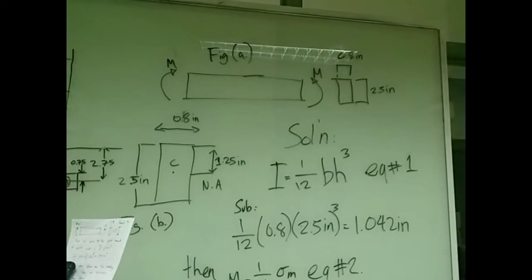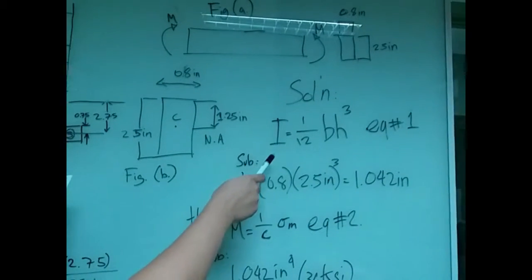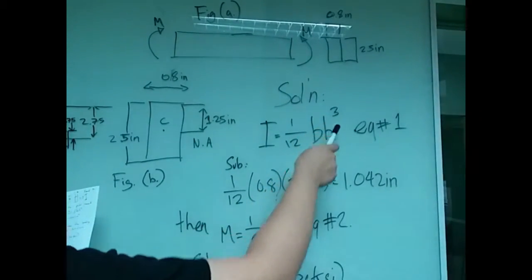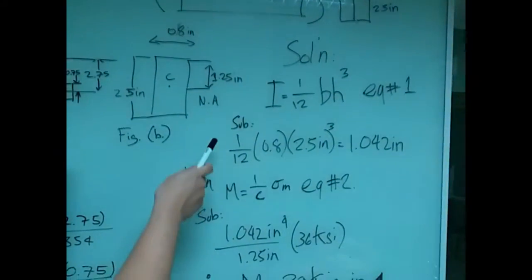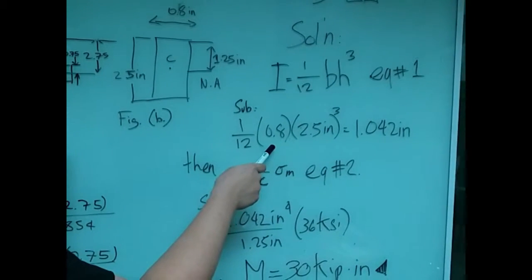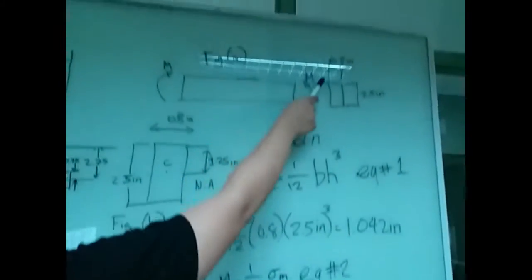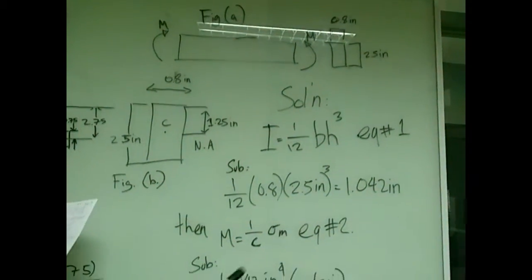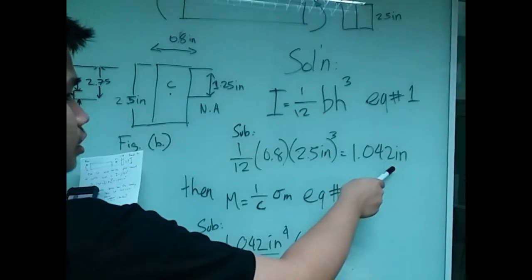First, let's solve for I, which is the equation number 1. I is equal to 1 over 12 base times height cubed. Then let's substitute the value. 1 over 12 times 0.8 times 2.5 cubed. As you can see, 0.8 is the width, 2.5 is the height. So as we compute, 1.042 inch to the fourth.